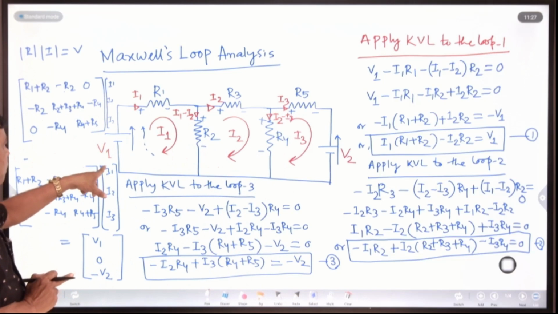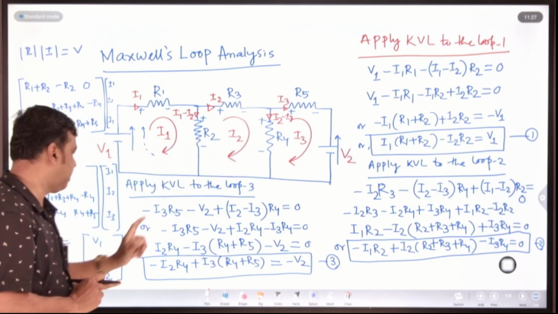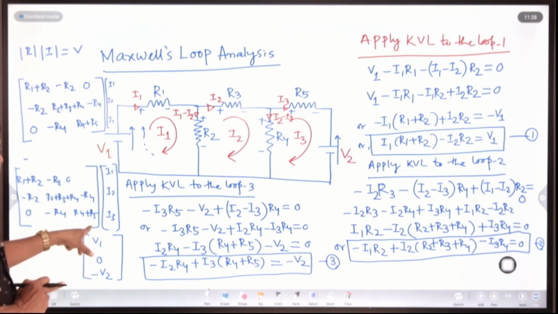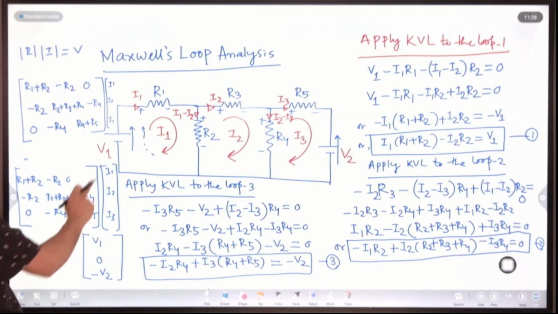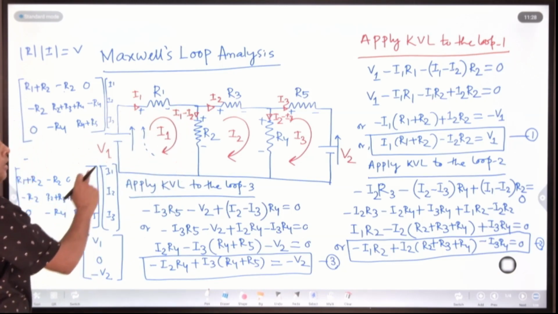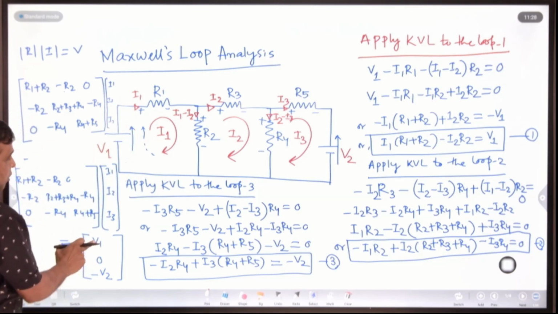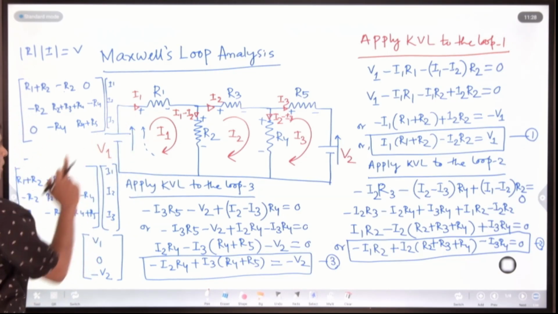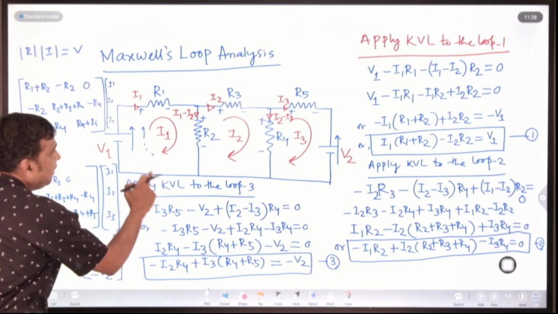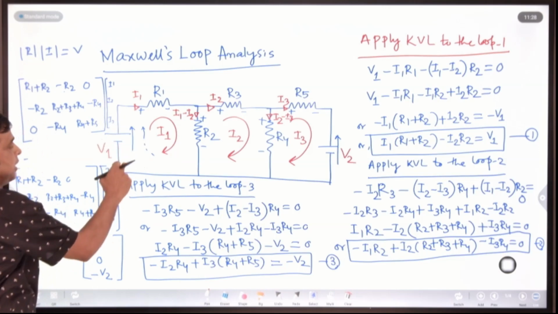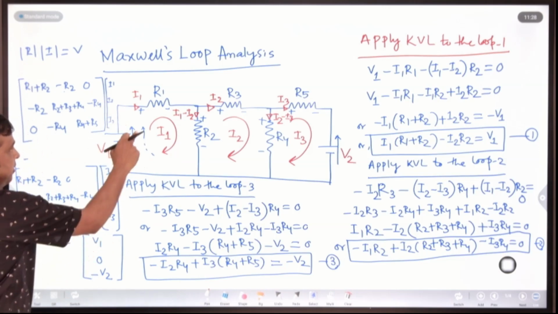This is your unknown currents I1, I2 and I3. This is your net voltages V1, V2 and V3. Care should be taken when writing the voltage matrix. V1 means the net voltage in loop 1. If the direction of the current is the same as the voltage source, it will have the same sign, that is your V1. If there is another voltage source, then you have to calculate the net voltage and the direction of the current. If the same as the voltage, it will be plus.